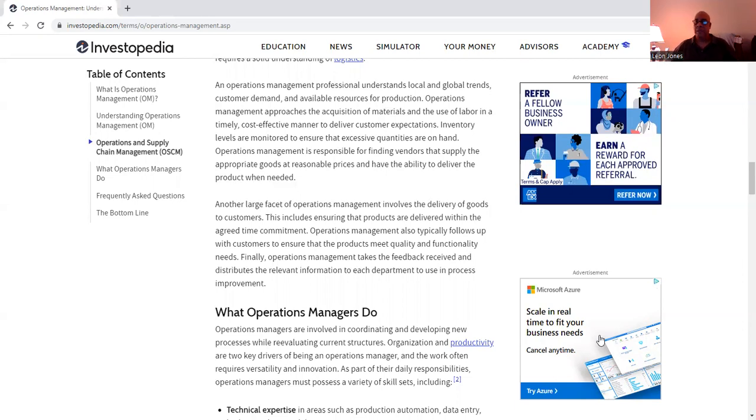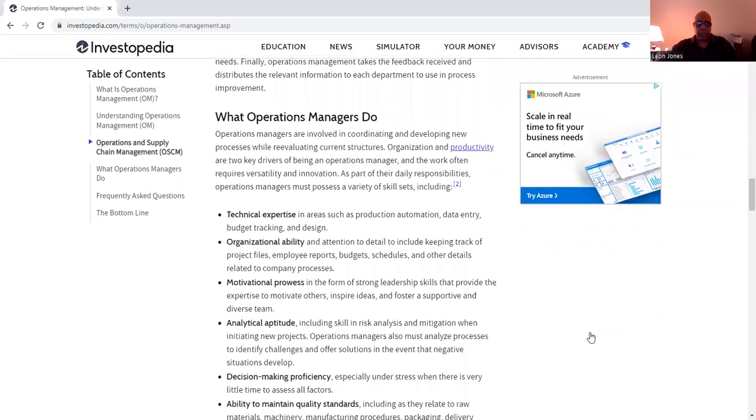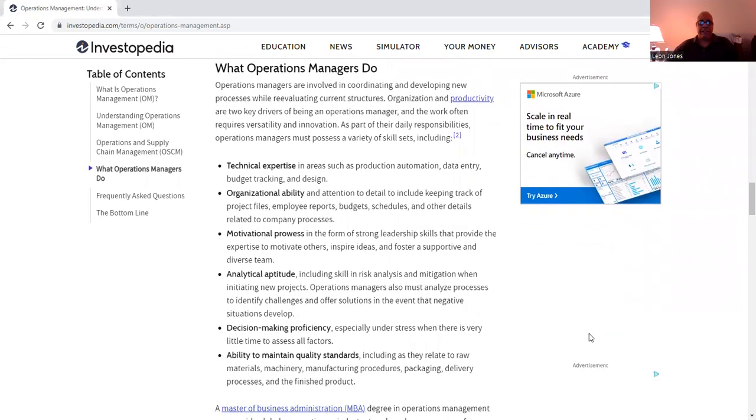Now, what are the skills? What do they do? Well, operations management or operations managers are involved in coordinating and developing new processes while reevaluating current structures. Organization and productivity are the key drivers of being an operations manager.